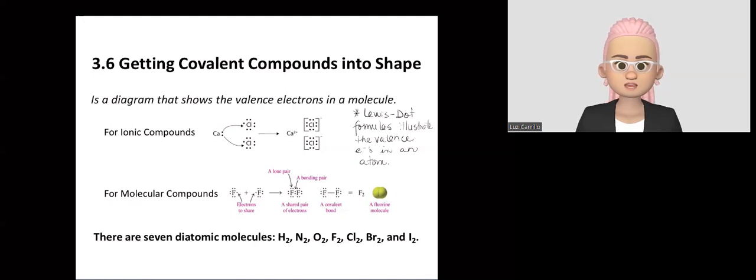The only element whose group number does not correspond to its valence electrons is going to be helium, because it only has 2. So that's the only exception. But for the rest of the elements, they are following those rules.